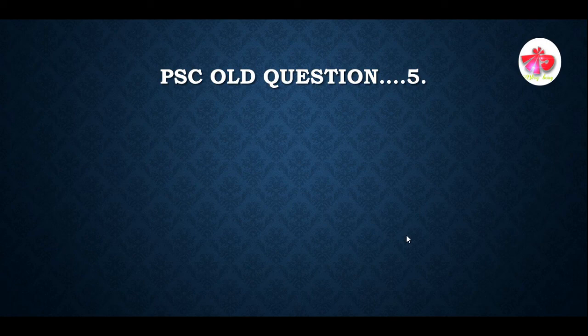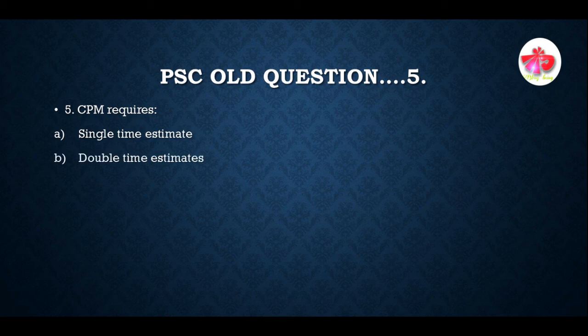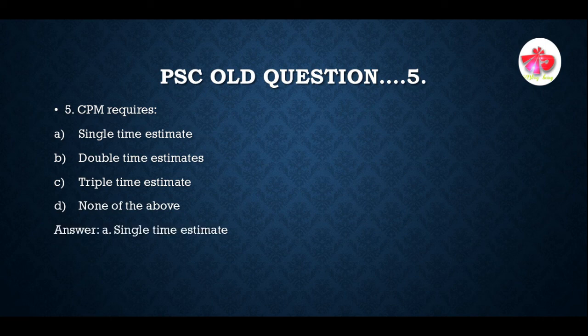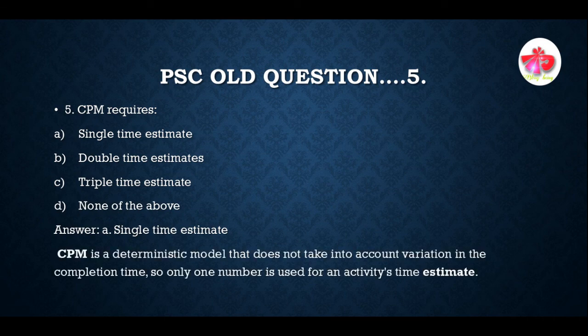Question number 5 is, CPM requires what? Option A is single time estimate, option B is double time estimate, option C is triple time estimate, and option D is none of the above. So friends, the correct answer of this question is option A, that is single time estimate. CPM is a deterministic model that does not take into account variation in the completion time. So only one number is used for an activity time estimate, so it is always a single time estimate.